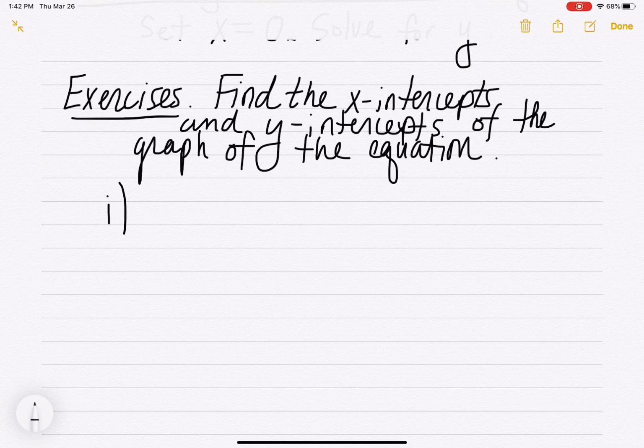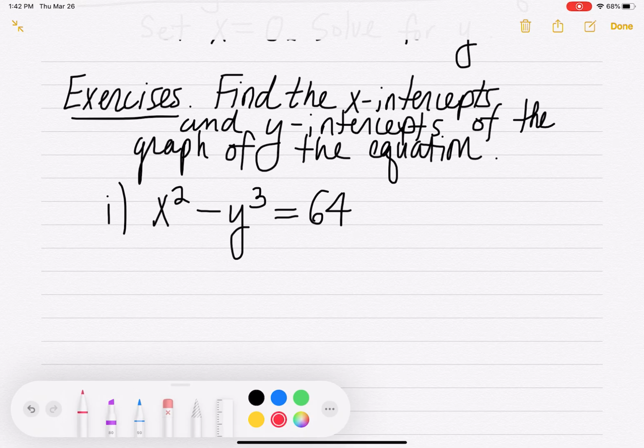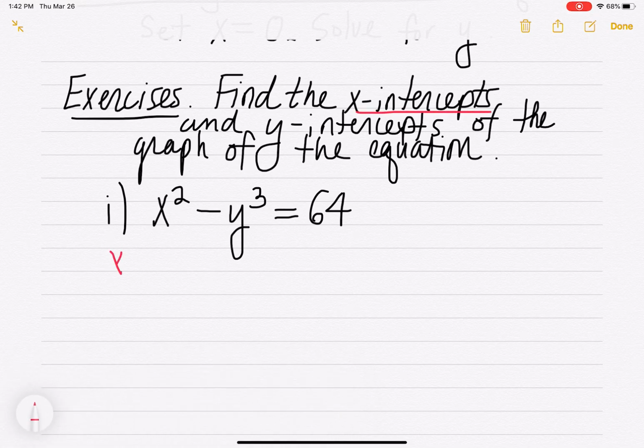Okay, here's our number 1. First of all, we have the two-variable equation x squared minus y cubed equals 64. So this is a two-variable equation. We want to find first the x-intercepts. So for that one, you have to remember to set y equal to 0 and solve for x.